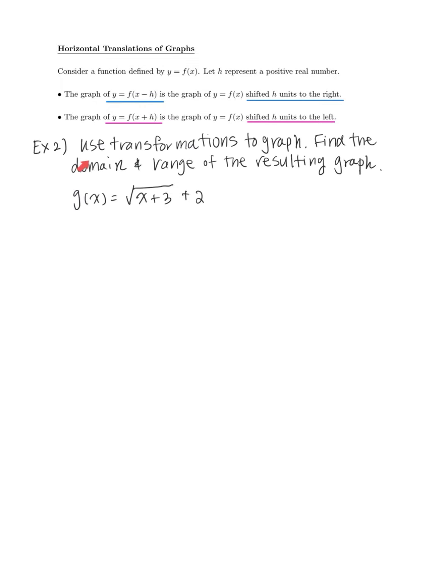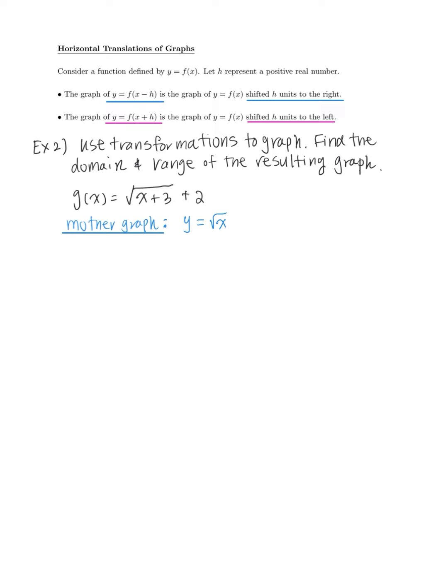Example 2. Use transformation to graph. Find the domain and range of the resulting graph. So let's first take a look at this. We're given g of x equals square root of x plus 3, and then plus 2. So what do you think the mother function is going to be? I would say y equals square root of x is the mother graph.